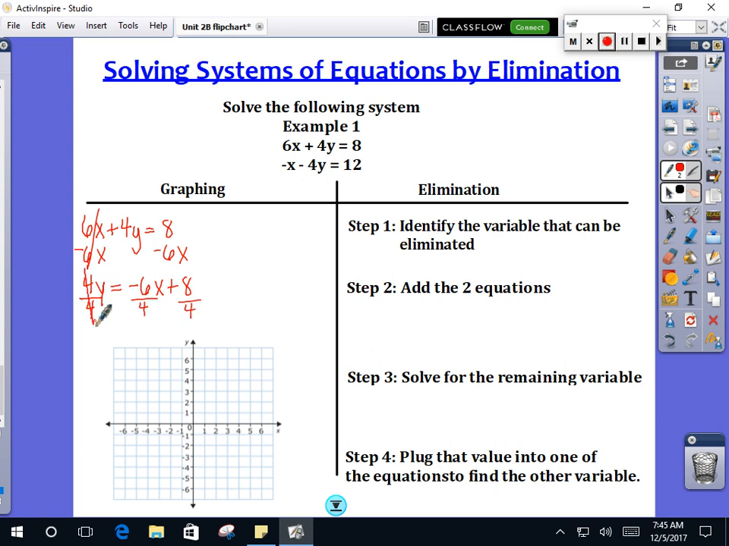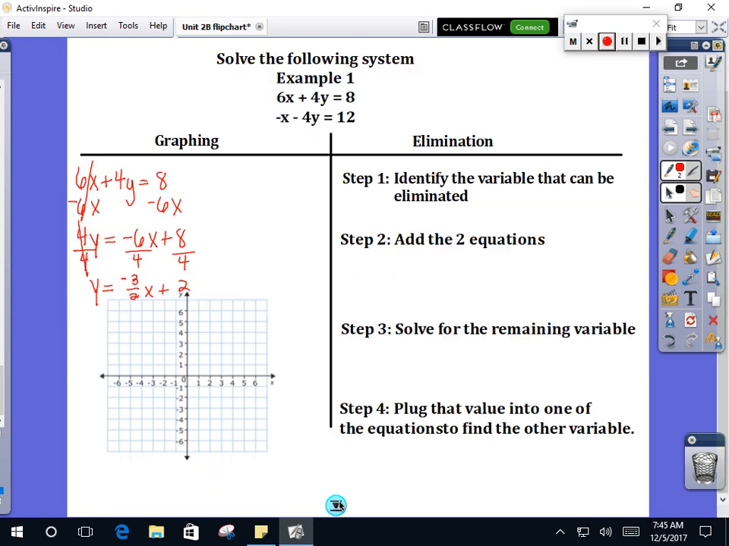Those cancel out because anything over itself is 1, leaving y by itself. Negative 6 over 4 will not become a whole number, but it will reduce to negative 3 over 2. 8 over 4 will become positive 2. Now that we have rewritten this equation into slope-intercept form, we can put it on the graph.